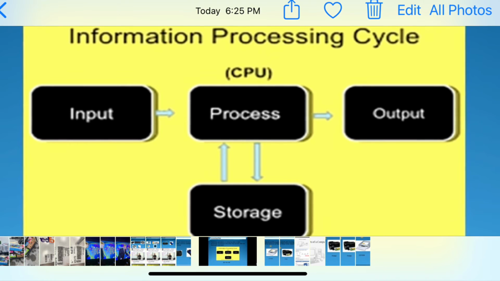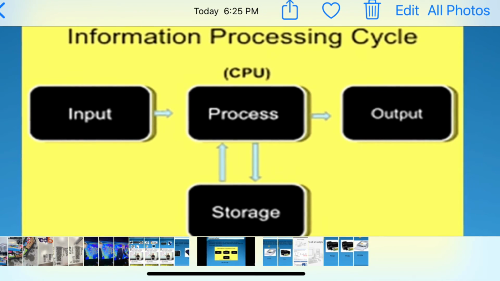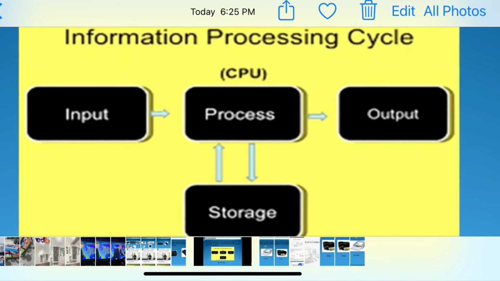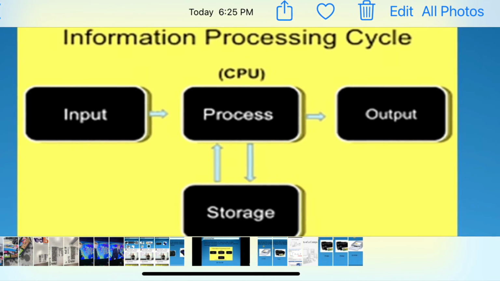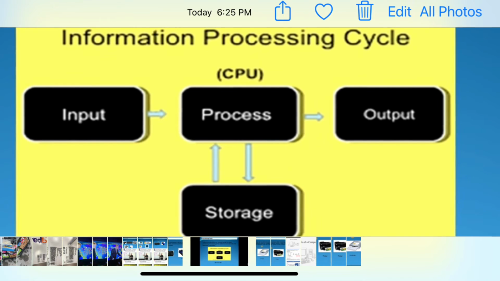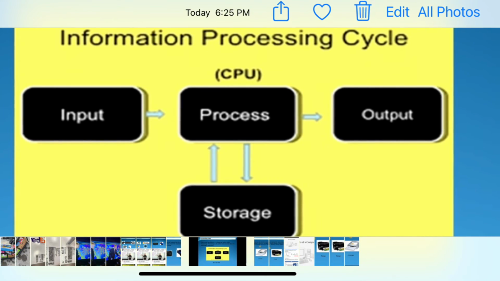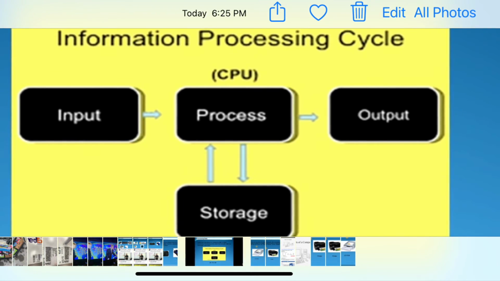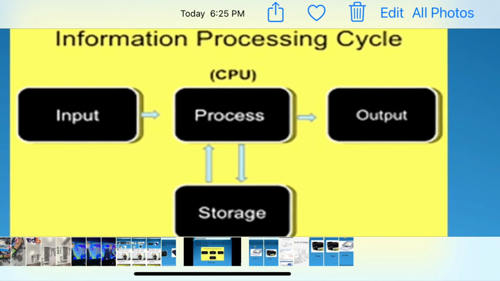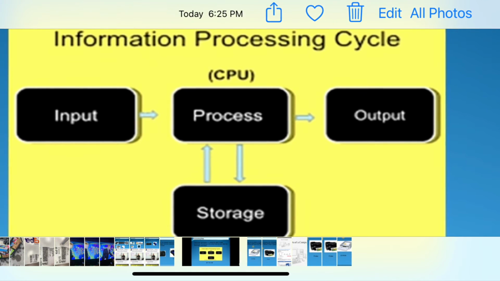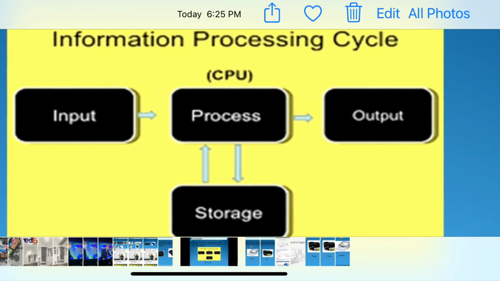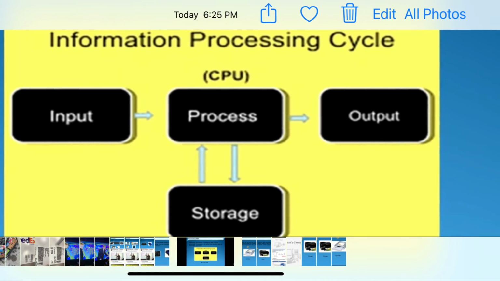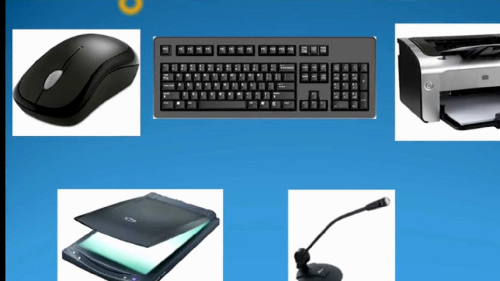Central processing unit. Information processing cycle is what you're seeing on your screen right now, showing us how that operates. So we can see the arrow that goes from input to process, from process to output, and then to the final result. The information processing cycle on a computer. Very, very important. And as I said, this is very basic, but it's very informational.